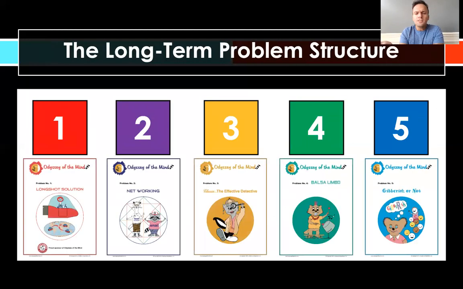So here are some examples. These are not the current long-term problems for whatever particular year you're watching this. These are the problems, I believe, from 2019 to 2020. So it just gives you an idea of how the problems work. So you can see the covers, which are created by Dr. Sam, who created the program, by the way, he illustrates these. You can see the vehicle problem that year was called Long Shot Solution. The technical problem was called Networking. Classics was called The Effective Detective. Problem 4, the structural problem, was called Balsa Limbo. And problem 5, the performance problem, was called Gibberish or Not.